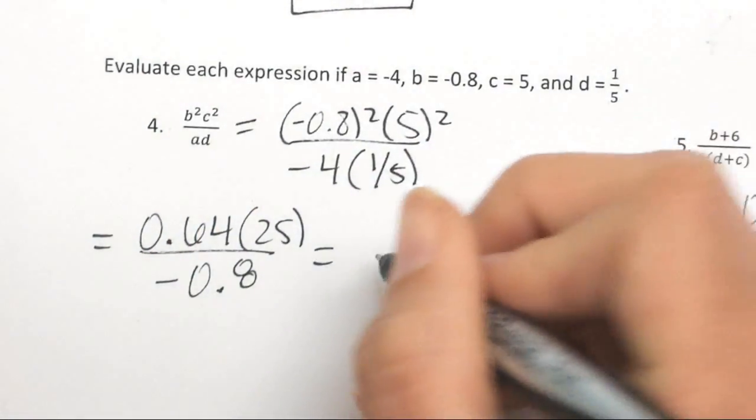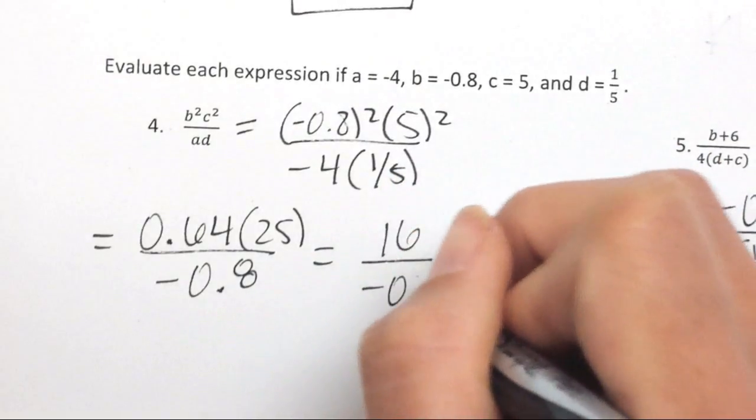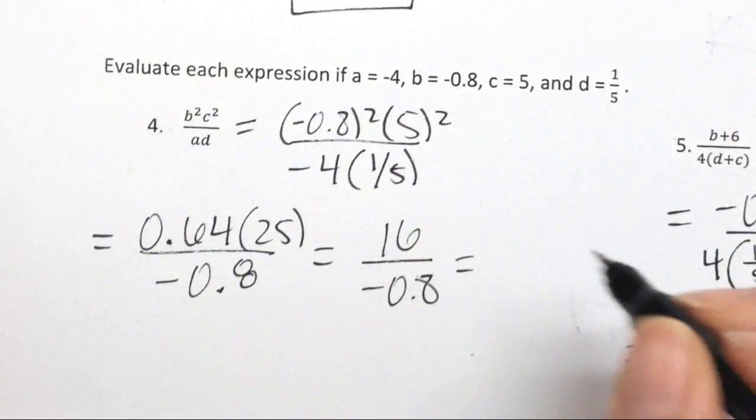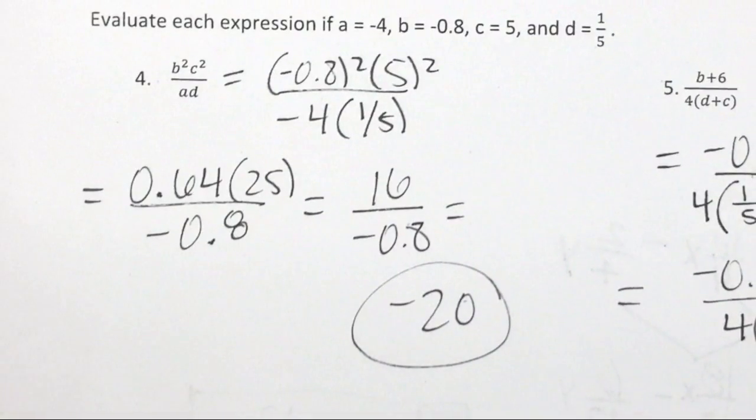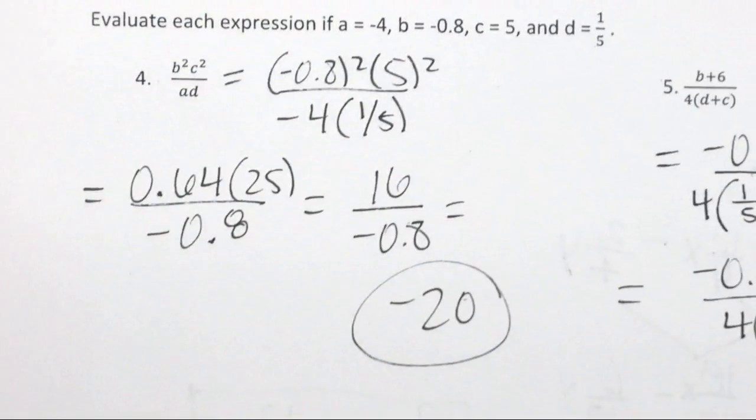I got 16 over negative 0.8. Which gave you? Negative 1. Perfect. I'll leave that up there. And I'll explain why some people might have messed up. Alright, raise your hand if you got this, negative 20. Alright, raise your hand if you got, let me see what this would be, hold on.